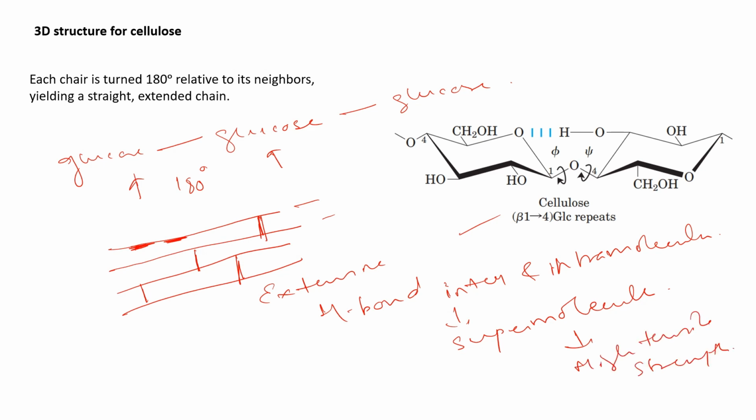Why? Because all the OH groups are involved in bond formation among themselves. All OH groups are involved in bond formation between the glucose molecules found in cellulose itself. So no OH is available to form bonds with the surrounding water. Therefore, the water content of cellulose is low.